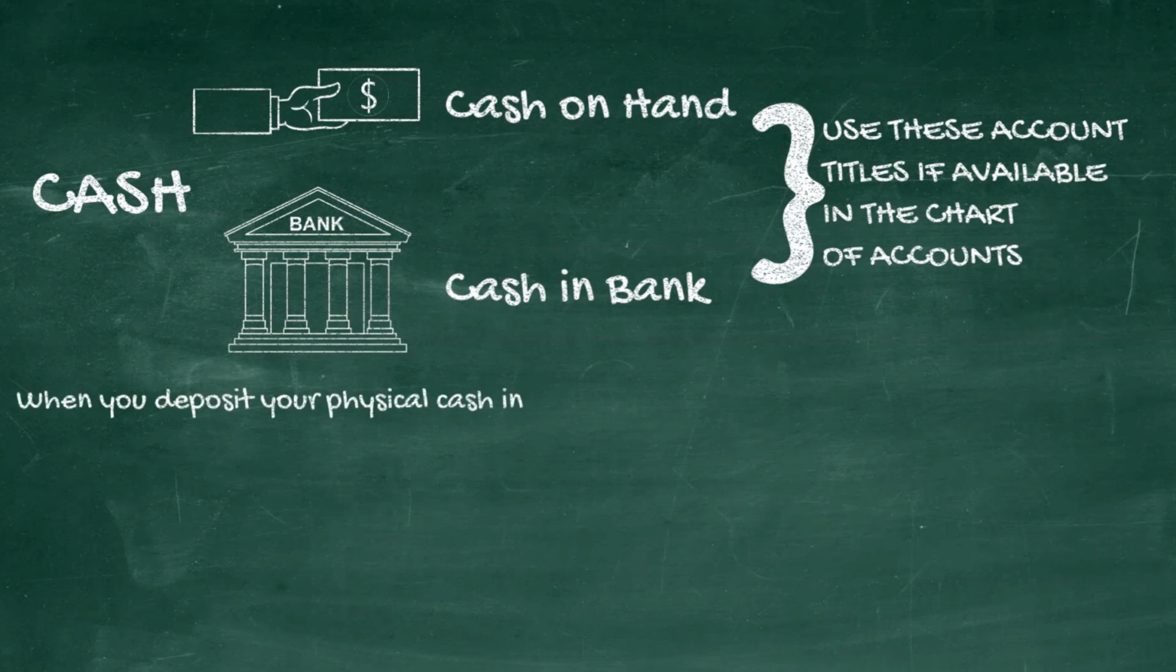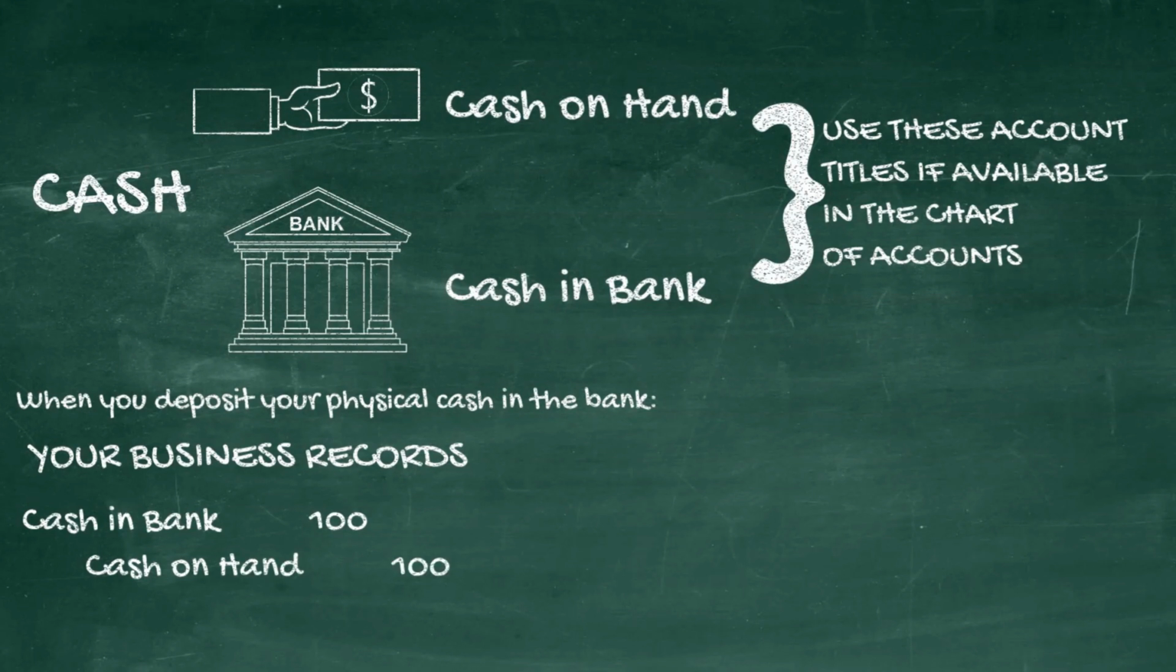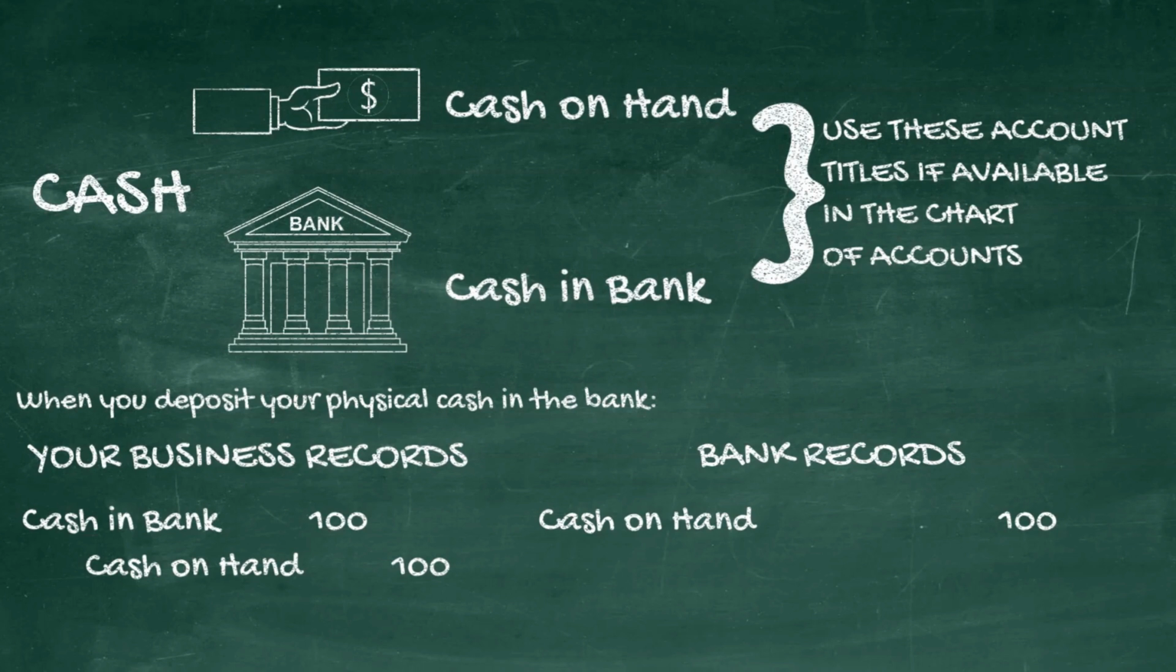So when you deposit your physical cash, say $100, in the bank, your accounting entry will be debit cash in bank, $100, and credit cash on hand, $100. On the other hand, the bank may record debit cash on hand, $100, and then credit to a liability account, say something like payable to depositor account, $100.